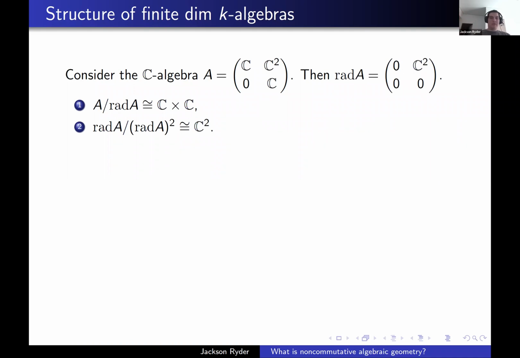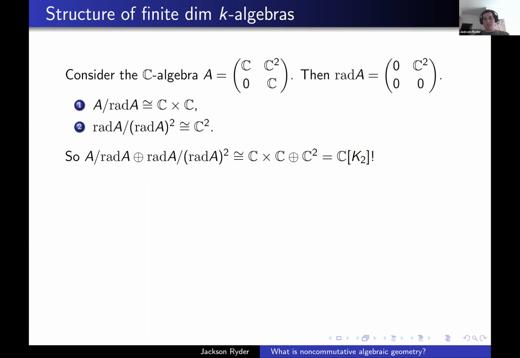And if we had a bigger algebra, we would continue this, looking at the square of the radical mod the cube and so on, which when we sum these all up together, we just recover our algebra A. But hopefully this will be looking familiar to you all, because when we take this direct sum, we get C times C plus C squared, which is just the path algebra of that quiver that we had before. Okay. So this is where we see this connection between finite dimensional C algebras and path algebras of quivers. We can construct a quiver using this process such that the path algebra of that quiver is just the algebra that we started with.